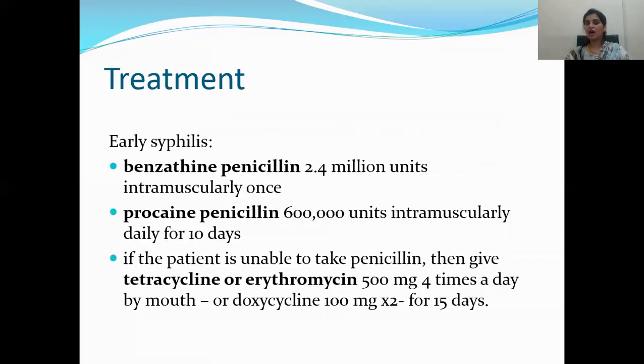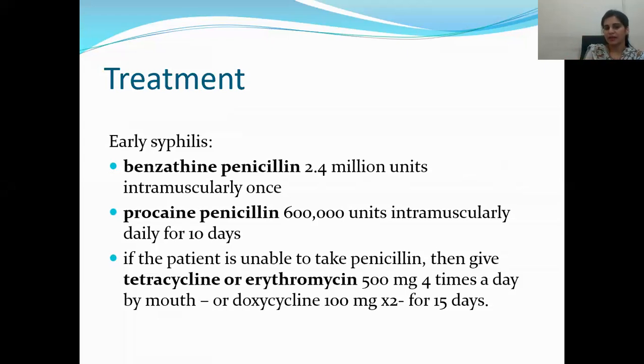Now comes the treatment. How will you treat syphilis? In the early stages of syphilis, which is mostly the primary stage, or it could be the secondary phase, you will give benzathine penicillin 2.4 million units intramuscularly once. This is not written in your books, but you should consider these slides for the better understanding of the treatment. In early syphilis, benzathine penicillin should be given 2.4 million units intramuscularly once.